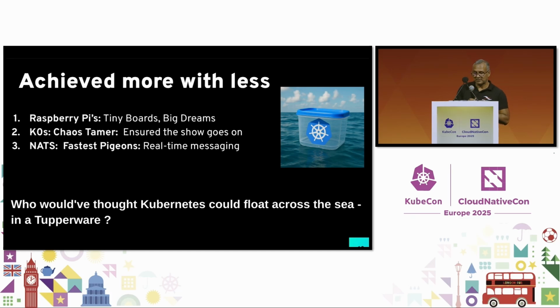So we actually achieved much more with less. That is Raspberry Pi, which is a tiny board, but with big dreams. And then K0s, which allowed us to do everything. And then we had NATS. And then, well, who would have thought that Kubernetes would float onto the sea someday in a Tupperware? So this is it, a real-life experiment.